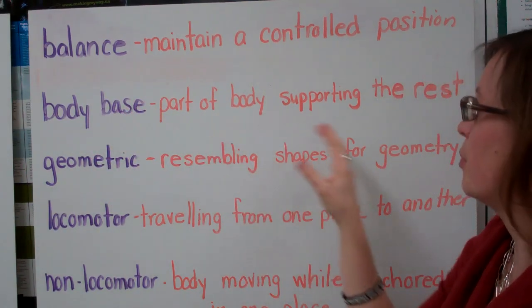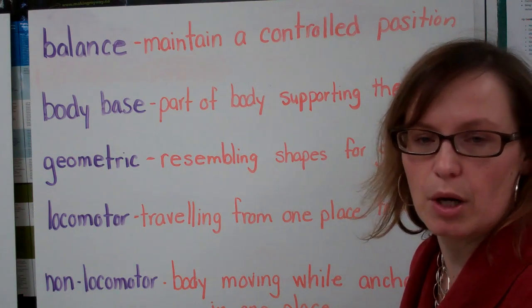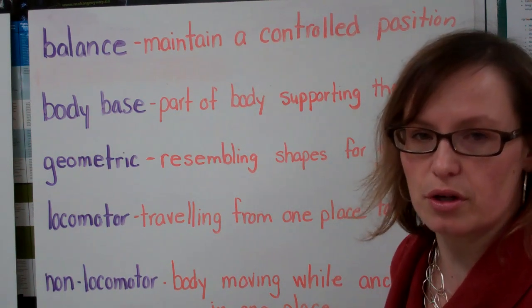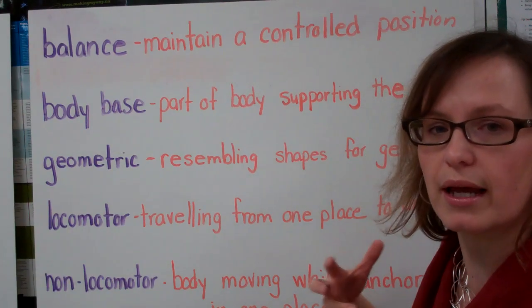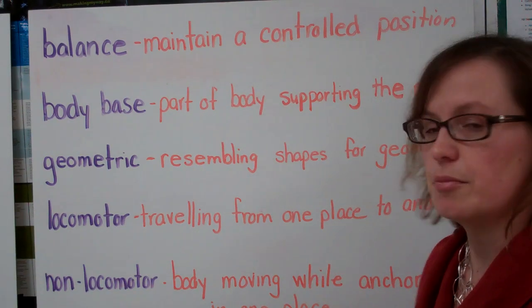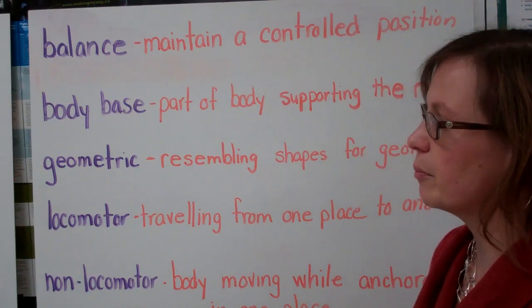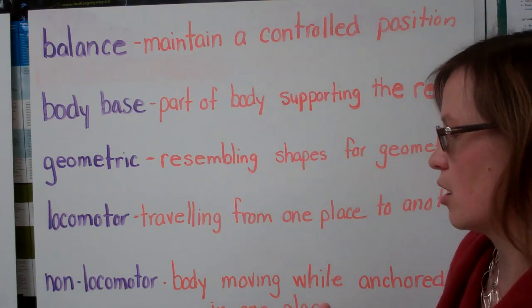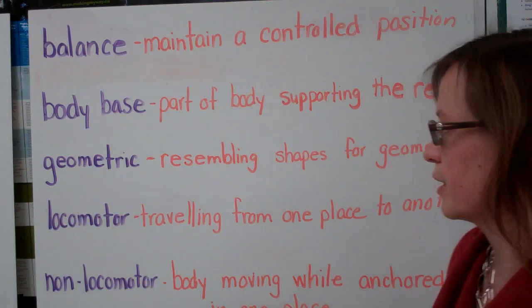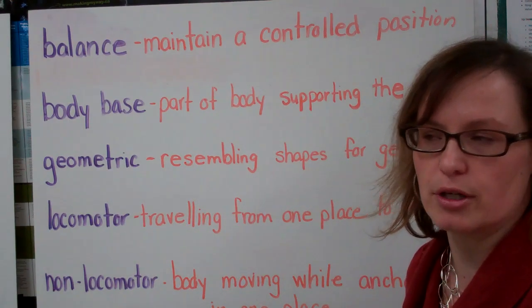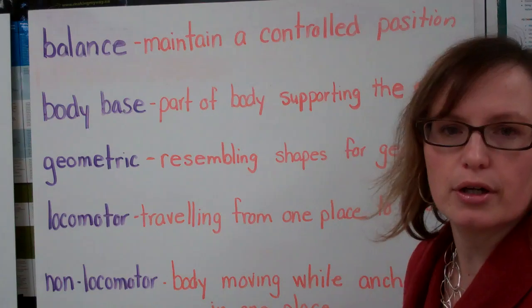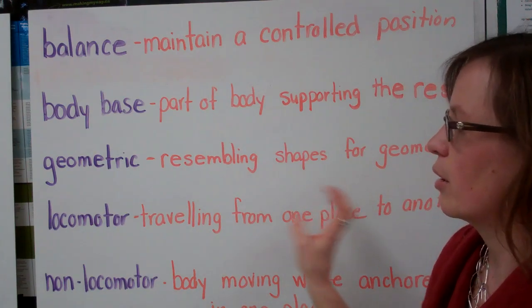Body base is the part of the body supporting the rest of the body. So if you imagine a dancer in a sort of kneeling position, the knee would be the body base because the knee is supporting the rest of the body. It could be a hand, it could be a head, whatever part of the body is supporting the other parts of the body.